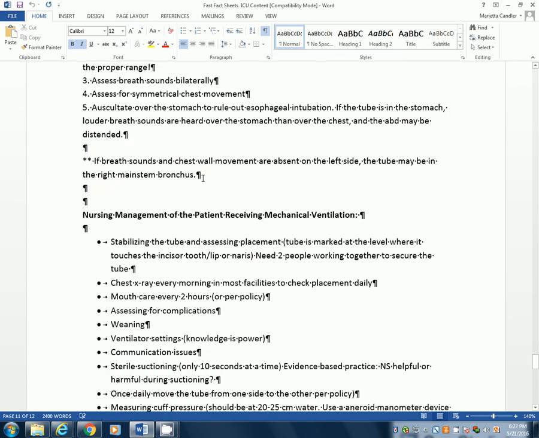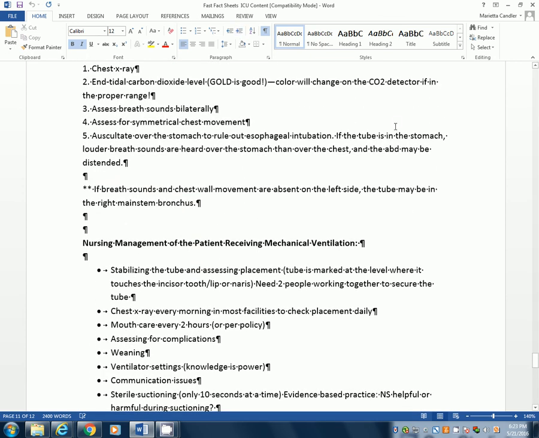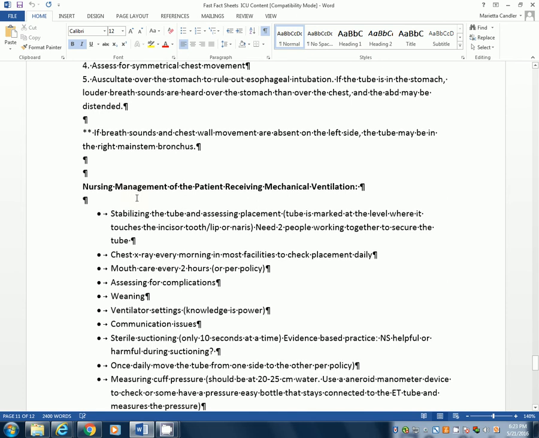If breath sounds and the chest wall movement are absent on one side, then the tube may have gone a little further and actually be in the right main stem bronchus. So if you've got the left side not moving and you can't hear breath sounds, then pull it back just a little bit, because you probably went down into that right main stem bronchus, and they will hear it on both sides. Now again, the person who's intubating will be the one doing all of this.